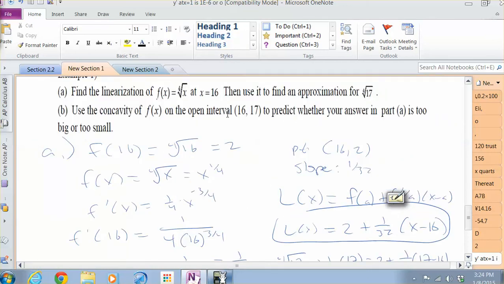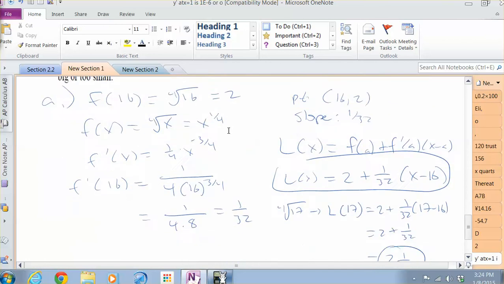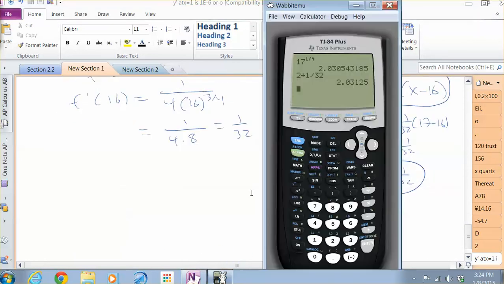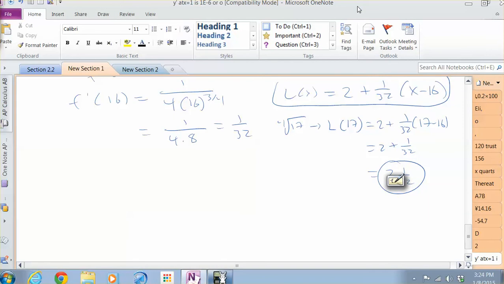Now, for part B, use the concavity of f of x on the open interval from 16 to 17 to predict whether your answer in part A is too big or too small. Going back to the calculator, the real value is 2.0305. The approximation is 2.03125. Clearly, our approximation is too big. But how do I prove it? Using concavity.